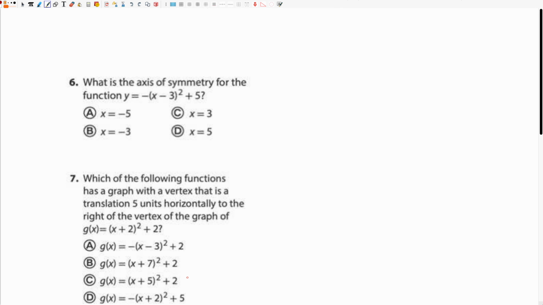Number 6. What is the axis of symmetry? Okay, so the vertex would be (3, 5), and the axis of symmetry is always going to be the x value of the vertex, so it's got to be C. It is that easy.